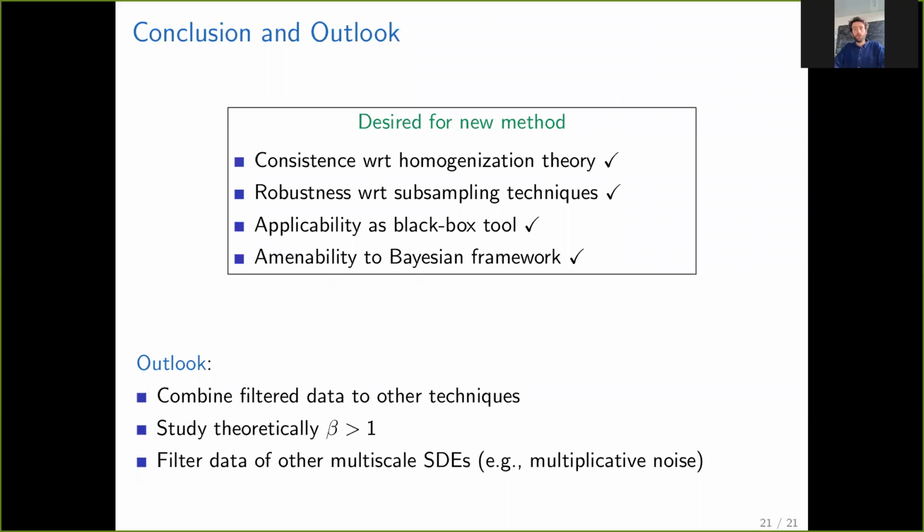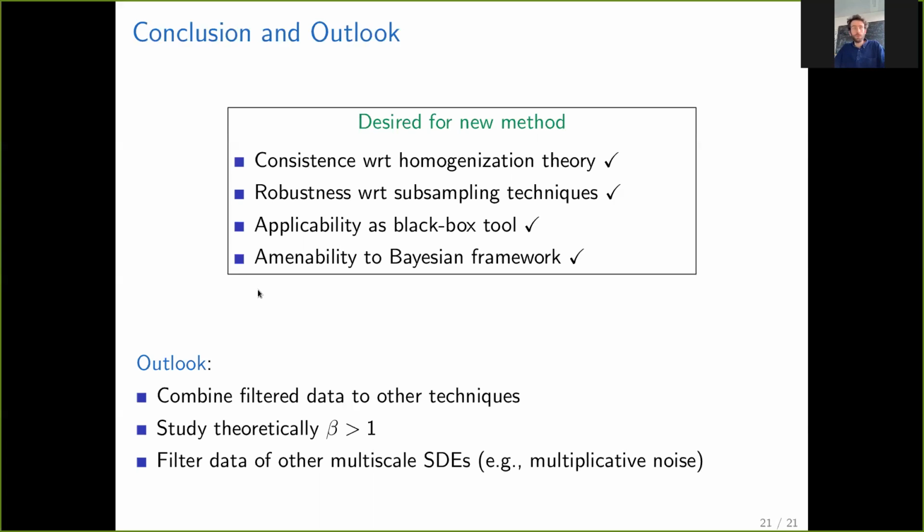So just to wrap everything up, at the beginning of my presentation I gave some desiderata for our new method: to be consistent with respect to homogenization theory, to be robust versus subsampling techniques, so more robust in its parameters, and to be applicable as a black box tool. We achieved this since, at least in the maximum likelihood estimation part, we don't need to know the scale separation parameter to obtain results consistent with homogenization theory. And just by modifying our estimator a bit and working out the math, our method is amenable to a Bayesian framework.